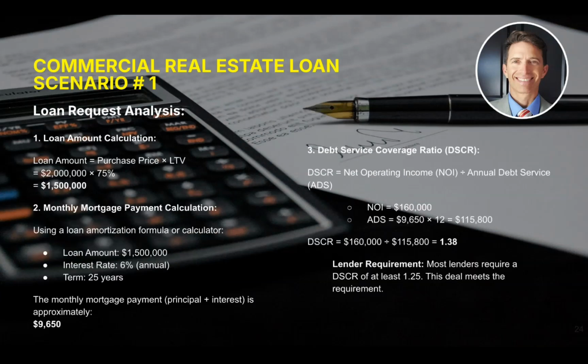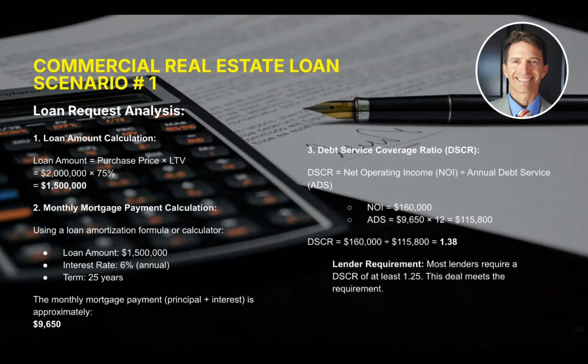Now let's go over the loan request analysis. Number one, the loan amount calculation. So the loan amount equals the purchase price times the loan to value. So we're going to take $2 million, the purchase price, times 75%, and we're going to get $1.5 million, and that's what would be the loan amount.